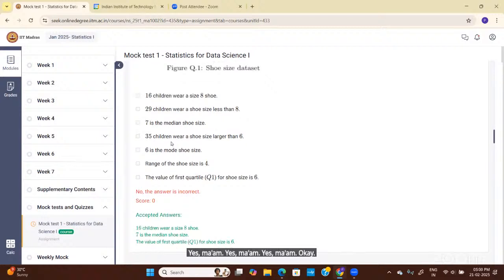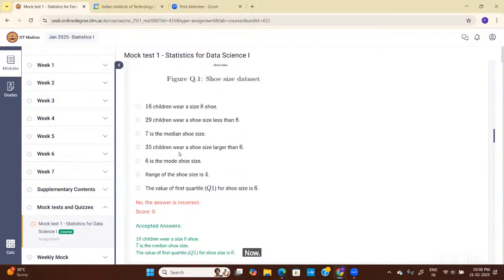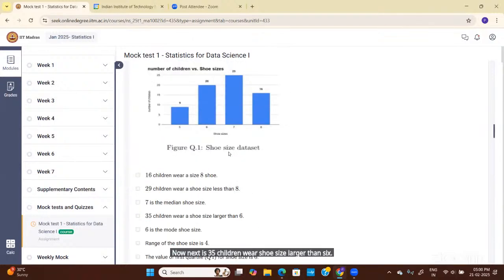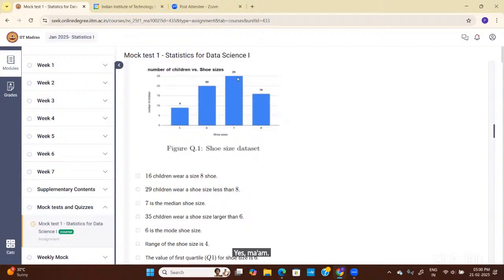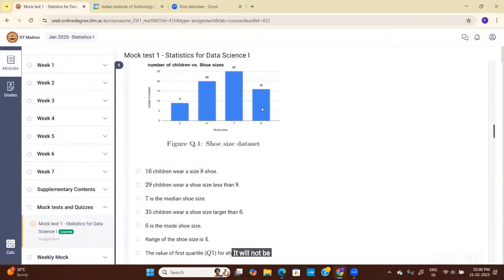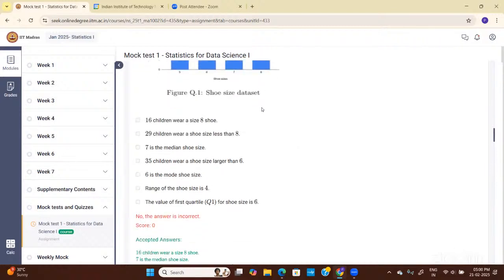Now, next is 35 children wear shoe size larger than 6. Larger than 6 means 7 and 8, so it will be 25 plus 16, which will not be equal to 35. So this option will also not be correct.